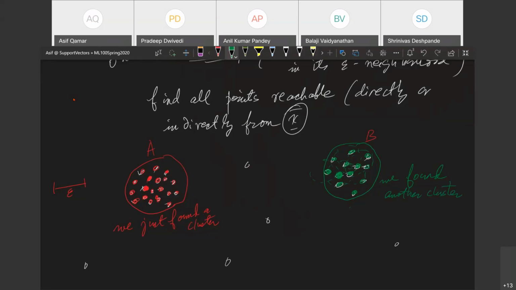We found another cluster. So you keep on doing it. After a little while, whatever points remain after that, you'll realize that they don't fulfill the requirements of being interior points. Because they don't fulfill those requirements, you just declare them to be outliers.